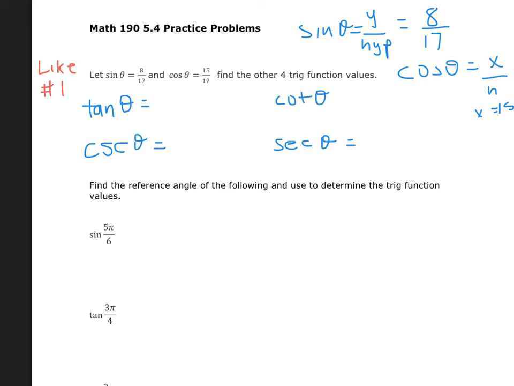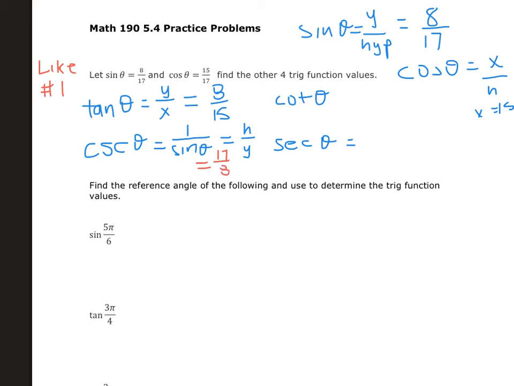So tangent we get by taking y over x. So we said that y was 8 and x is 15. Cosecant is the reciprocal function for sine. So instead of just y over hypotenuse, we take hypotenuse over y. So that function value is going to be 17 over 8.